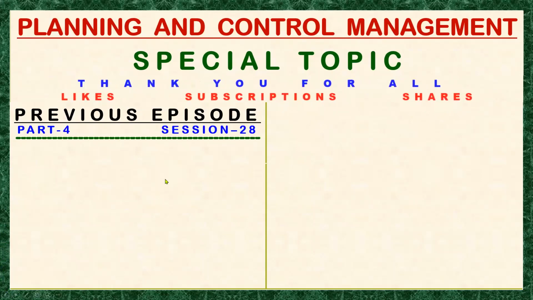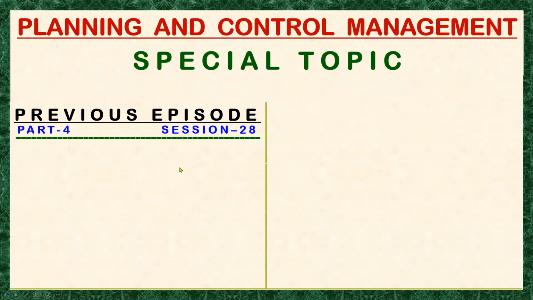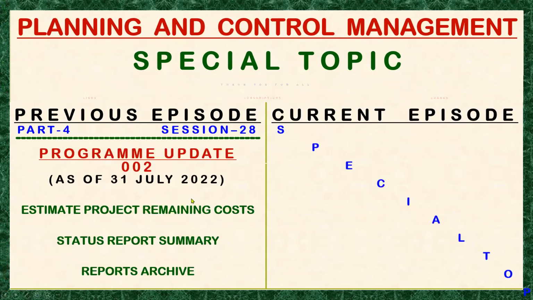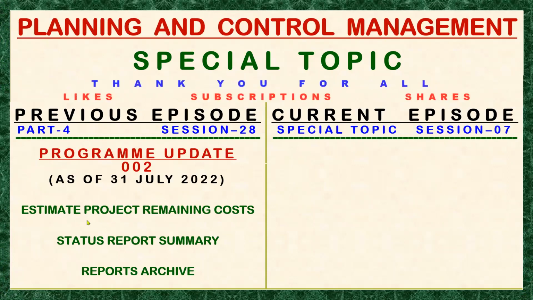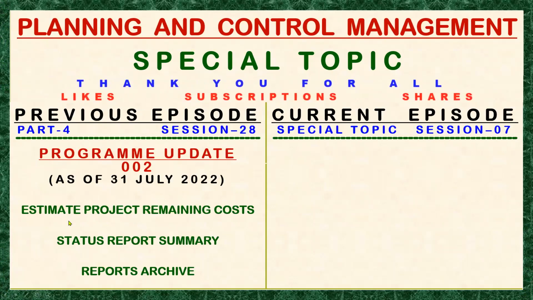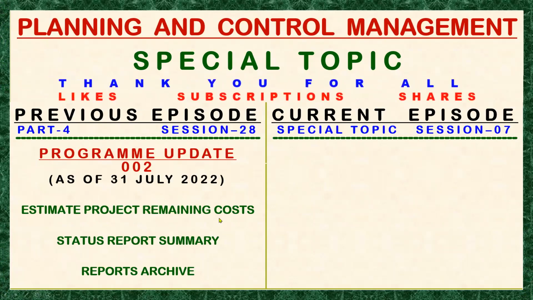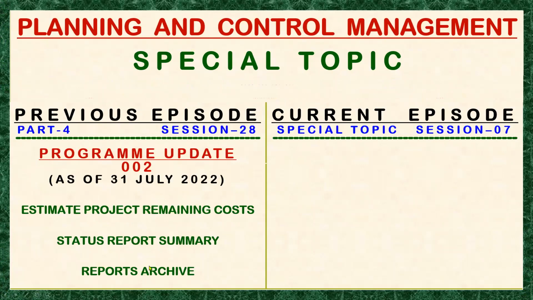Our previous episode was part 4, session 28. And that was about program update 002 as of 31 July 2022. And it's for the estimate project remaining cost, status report, summary, and the reports archive.